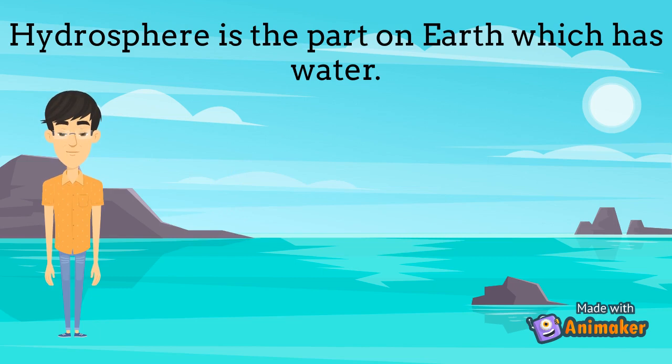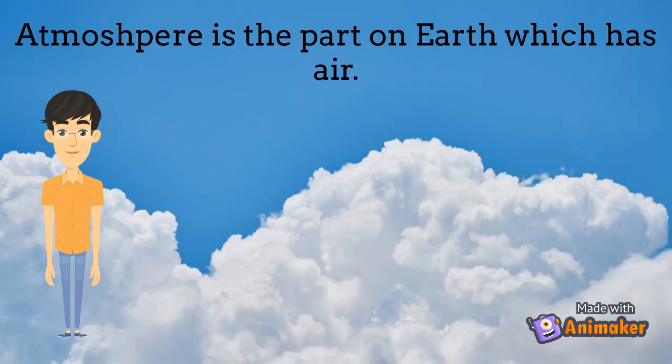Water is in a gas state when its temperature goes above 212 degrees Fahrenheit. Water is in a solid state when its temperature goes below 32 degrees Fahrenheit. Atmosphere is the part on Earth which has air. This includes winds and even includes the oxygen we breathe, carbon dioxide, hydrogen, nitrogen, and others.